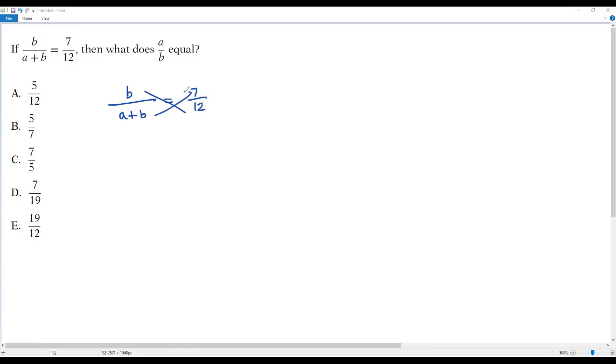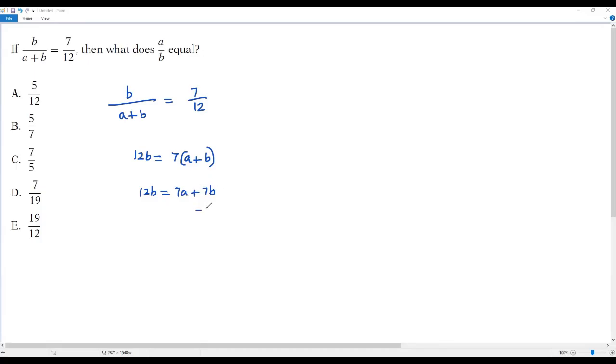Now we can do cross multiplication, that is the numerator on the left side has to be multiplied by the denominator on the right side. B times 12 is 12b. The same thing, so here the numerator on the right side has to be multiplied by the denominator on the left side, then we get 7 times a plus b. Okay, 12b equals, we can distribute this 7 to a and b, then I'm getting 7a plus 7b.